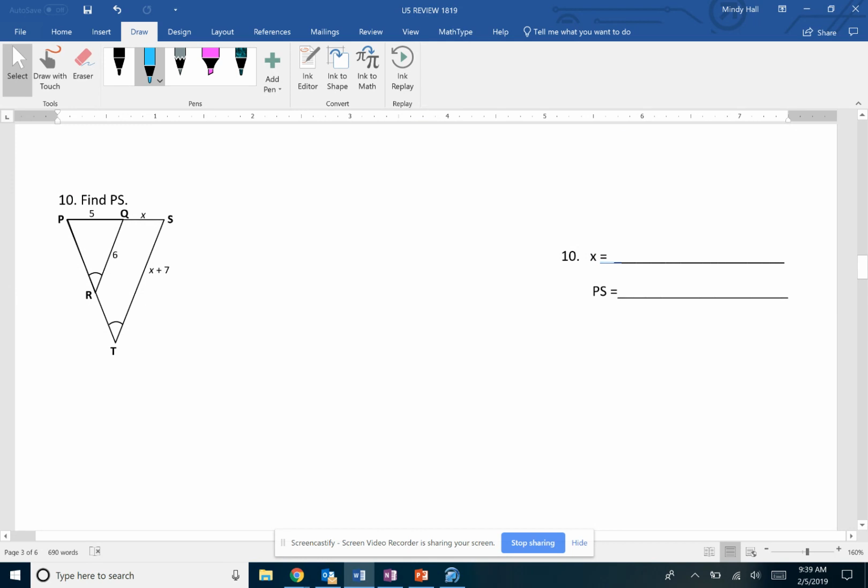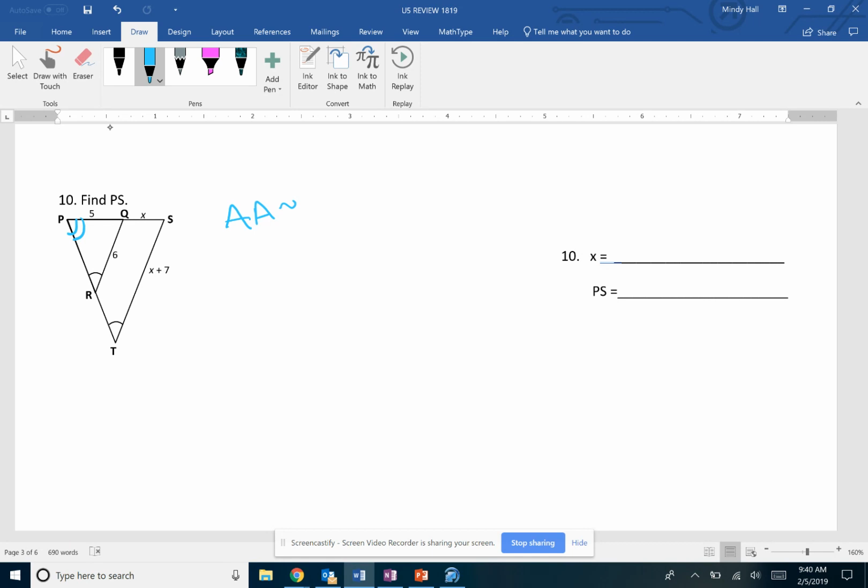Next one, we have to find PS. You have to be careful because they already said that x is QS. So when you have to find PS, you're going to have to actually add them. Looking at these triangles, even though they don't require you to tell them why they're similar, we know they are similar because of AA similarity. Angle P is congruent to itself, so we don't have to worry about it.